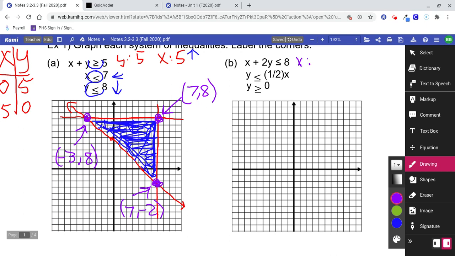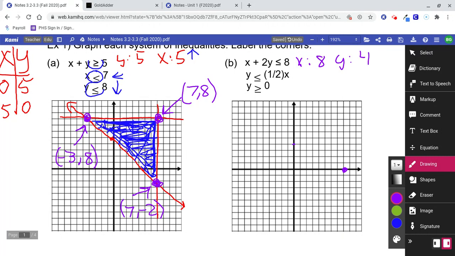And the x-intercept, I would cover up the y, and the y is gone. X has to be 8. So I know 1, 2, 3, 4, 5, 6, 7, 8. There's going to be a dot right there at 8. Okay? And the y-intercept for that top line, I would cover up the x, leaving me 2y equals 8, so y's got to be 4. So I go 1, 2, 3, 4.